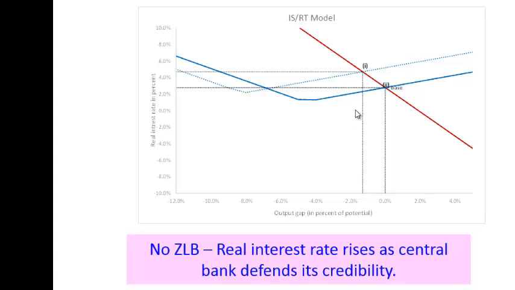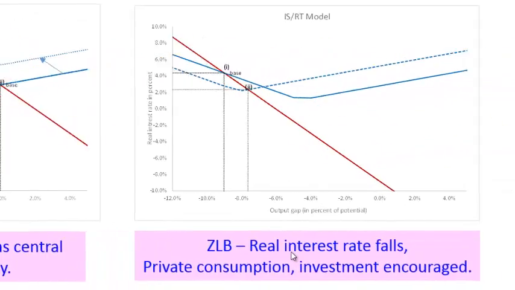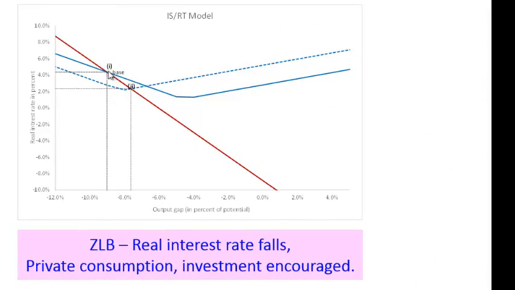Over here where the zero lower bound does not constrain, if people expect higher inflation, the central bank is going to raise interest rates in order to defend its credibility, which means that the RT curve will shift to the left, we'll have lower output and higher interest rates. Now over here, since we're to the left of the bend, this upward shift of the RT curve is actually a downward shift. What's the intuition behind that?